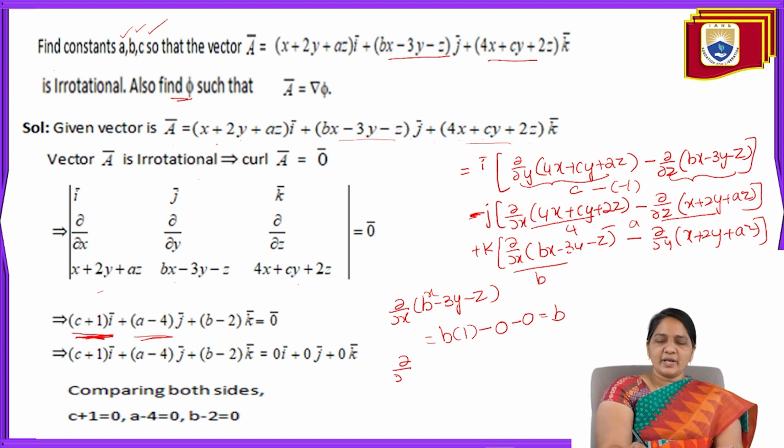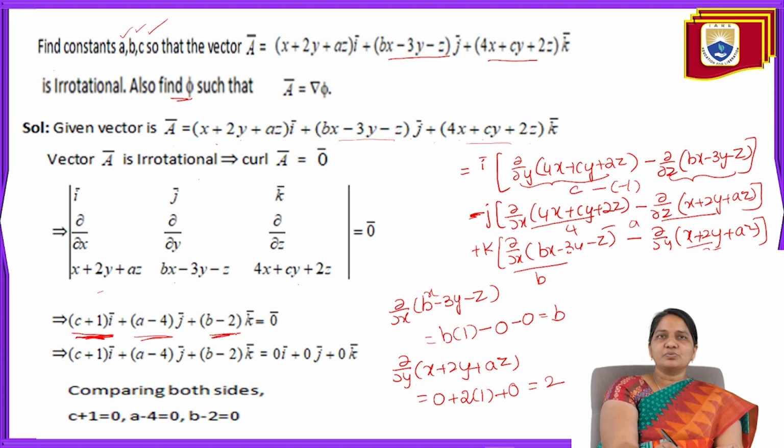Next, dou by dou y of x plus 2y plus az. Here with respect to y, x is constant, so the first term is 0. Plus 2 into y with respect to y is 1. Plus a and z both constant, this is 0. So this value is 2. So we got b minus 2 into k bar. And first we got c plus 1 into i bar.